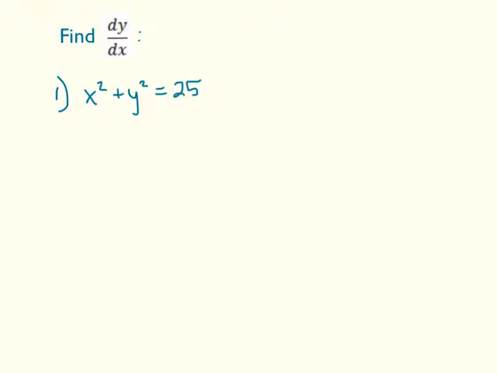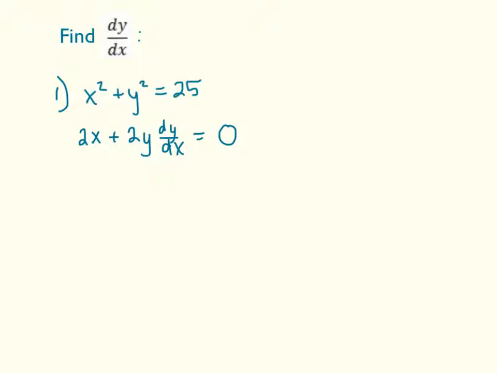So we take the derivative of each of these terms with respect to x. So first, the derivative of x squared is 2x, plus, when we take the derivative of y squared, we get 2y dy/dx, equals, now the derivative of 25, well 25 is a constant, so the derivative of it is 0. Okay, so that was our first step.